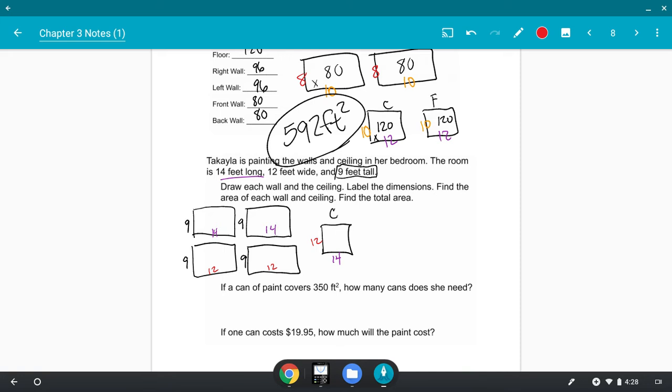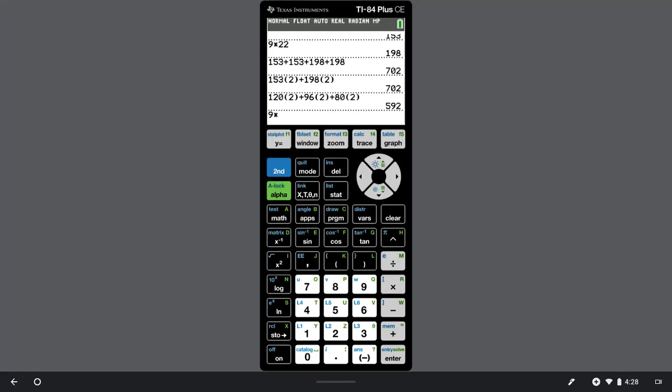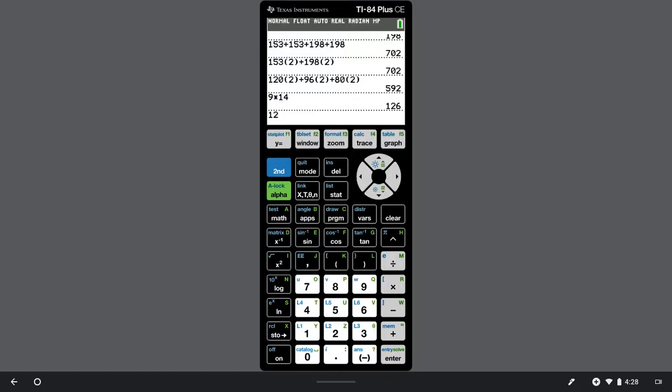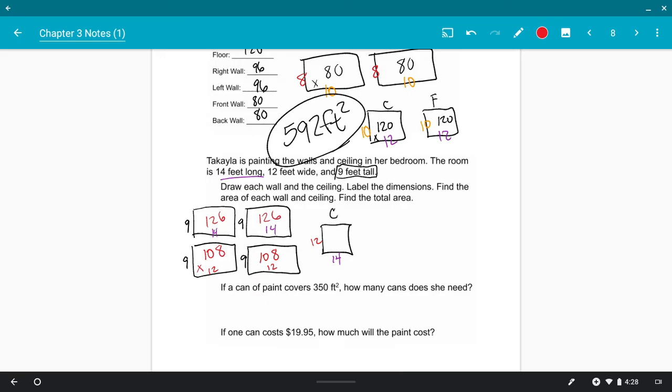So 9 times 14 is 126. 9 times 12, that one's 108. And then 12 times 14 is 168. So then we need to add those up.